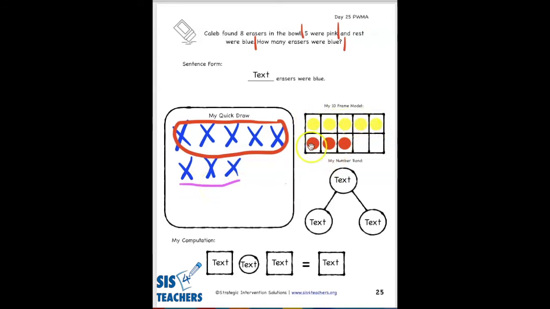I also modeled this here in the 10 frame where kids could build the total if you wanted to. If you want to use it in an actual 10 frame, kids could go ahead and make all of those red. Like, if you were acting it out, you might flip 5 of them to show the 5 that were pink, and then you have the other 3. Kids can also fill out the number bond here where they're going to put their total there in the center, and then the part that they were given, which was the 5 that were pink, and then the rest were blue. Down here, kids can also, when they're ready, get to that point of filling out the algorithm.